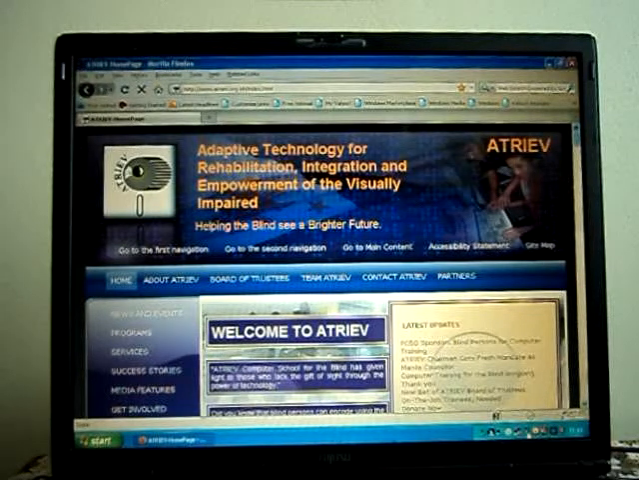Let's try the About Achieve page. I move to the link that says About Achieve, and I will press enter to go to the page.